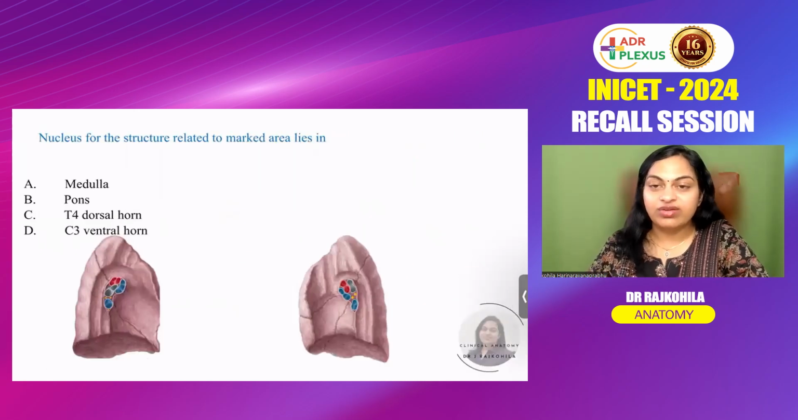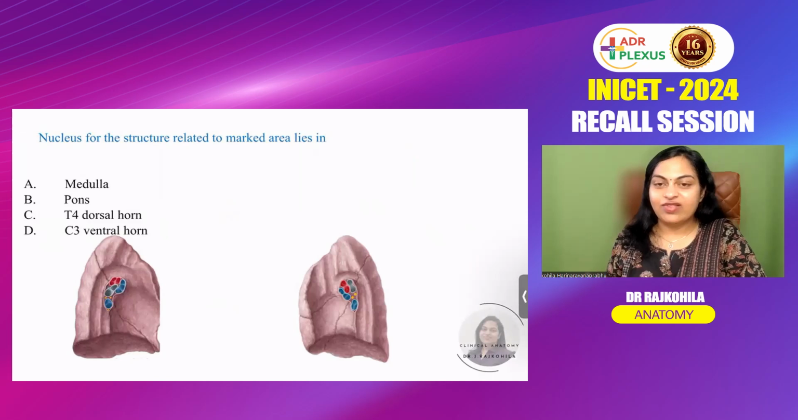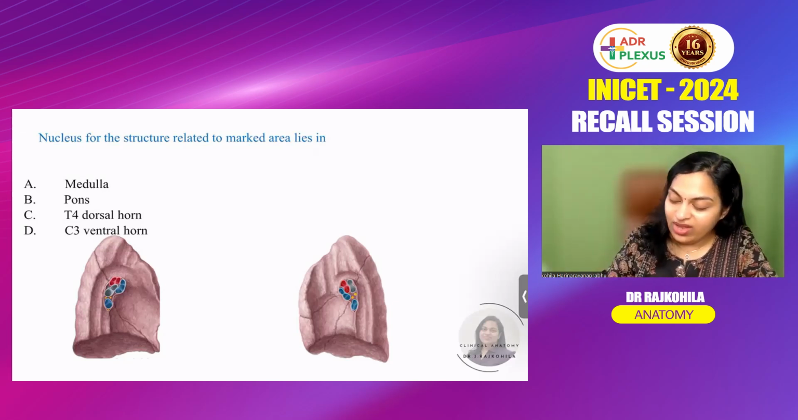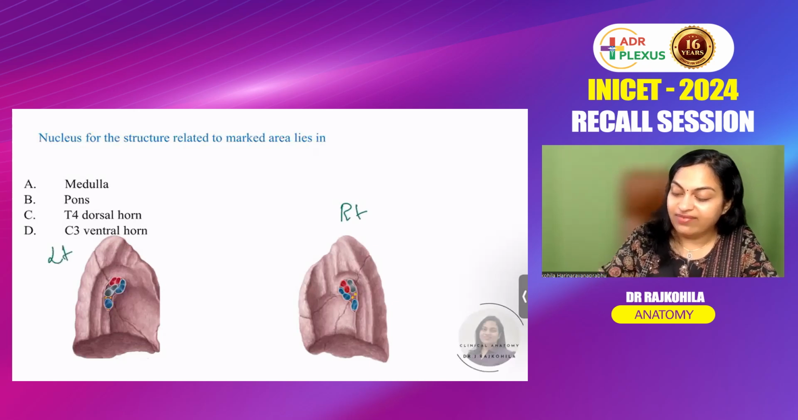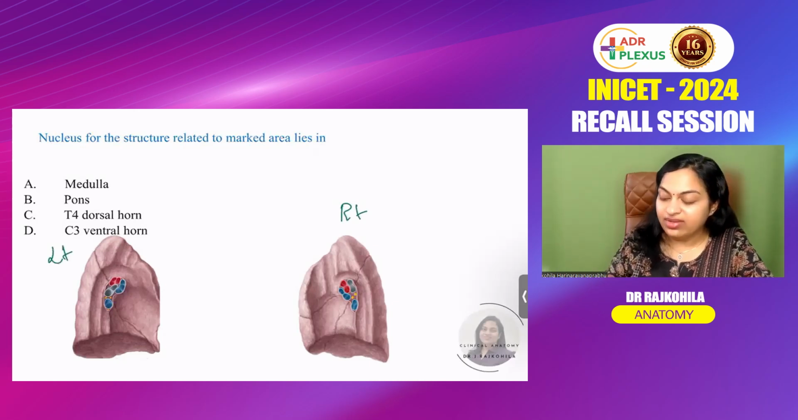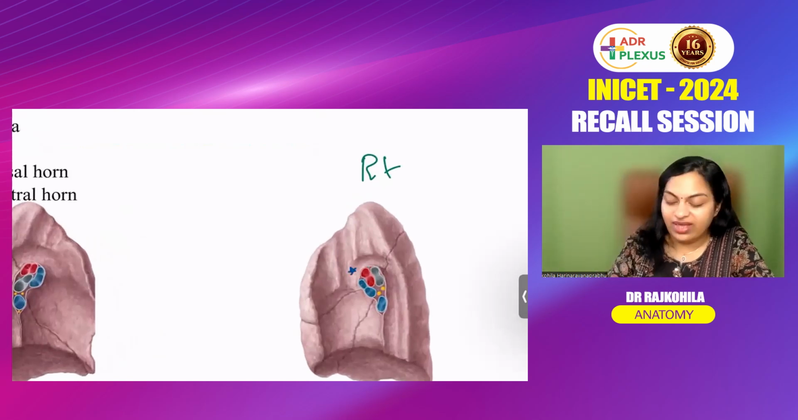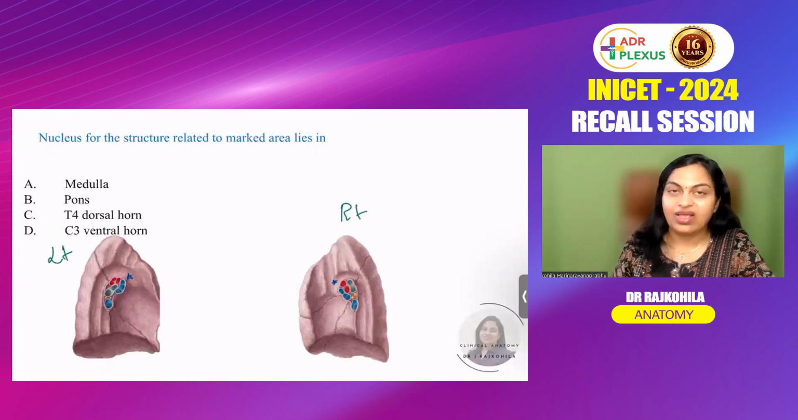Nucleus for the structure related to the marked area lies in. There was a lot of controversy whether it was a cadaveric specimen of the lung of the right side or the left side, and whether the structure was marked anterior to the hilum or posterior to the hilum. So this is your right lung, this is the left lung, isn't it? And I was told the marking was a bit over the arched part of the hilum here.